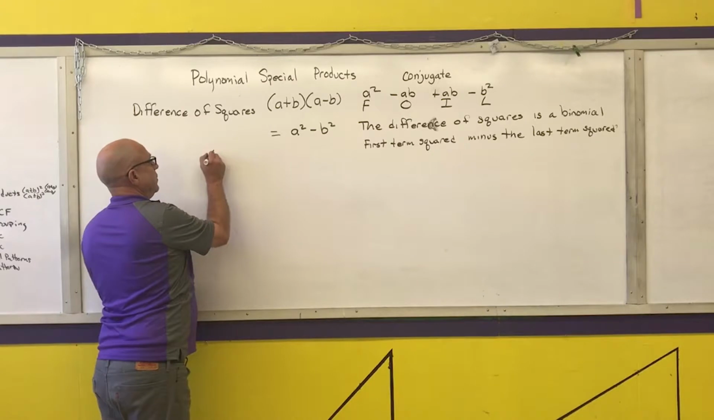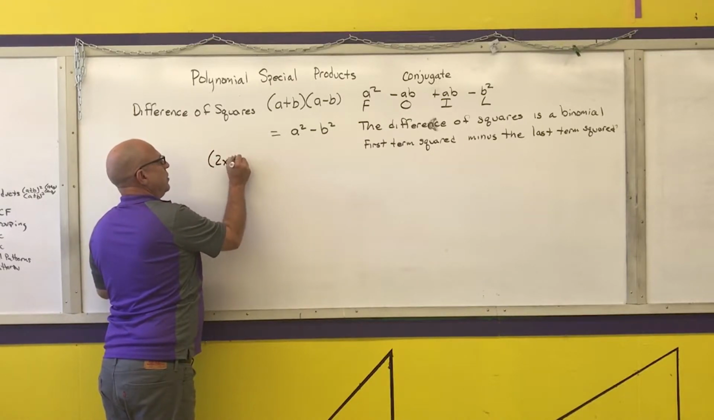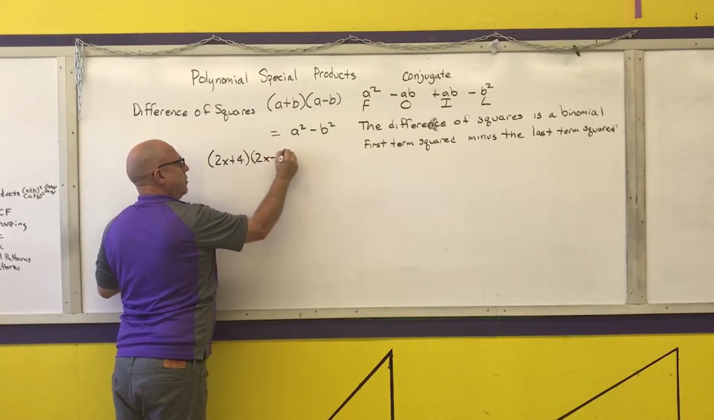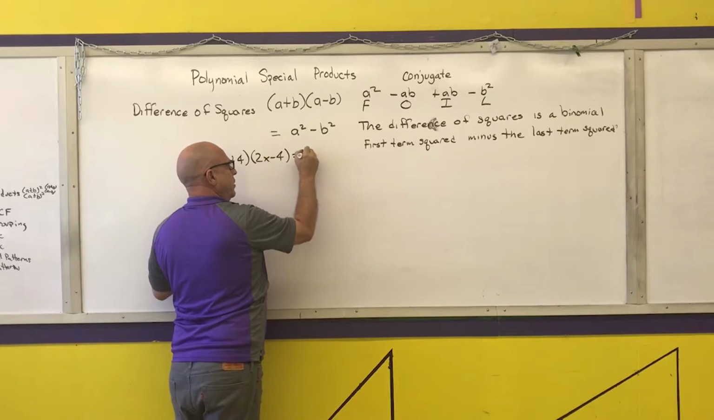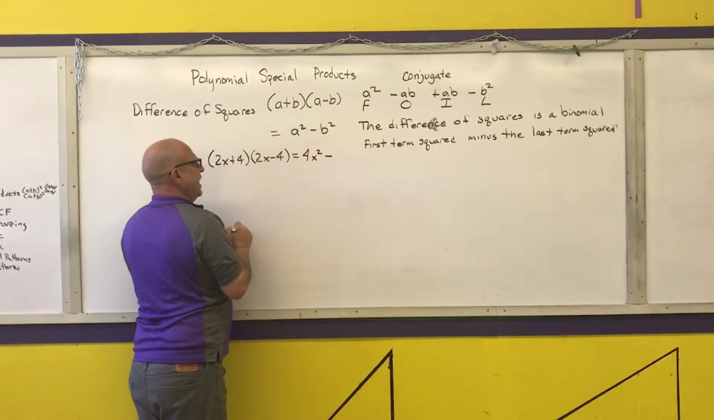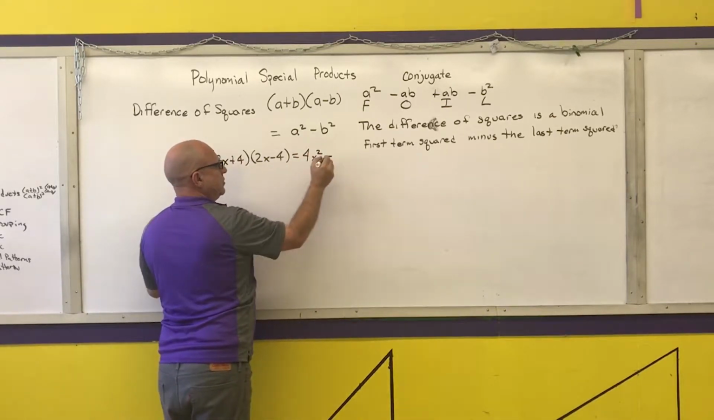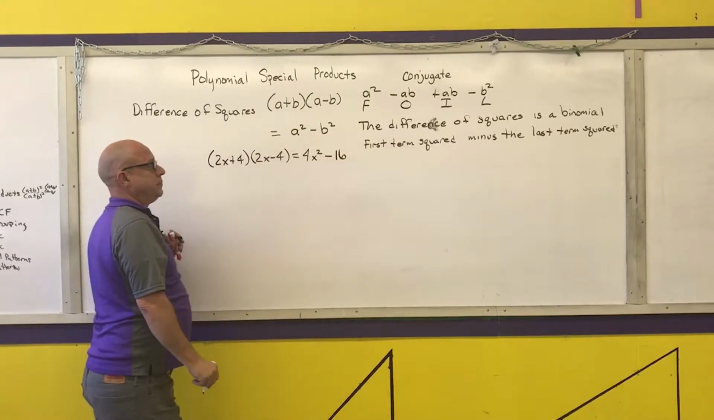Example, 2x plus 4 times its conjugate, which would be 2x minus 4, is equal to the first term squared, 2x times 2x is 4x squared, minus the last term squared. 4 times 4 is 16.